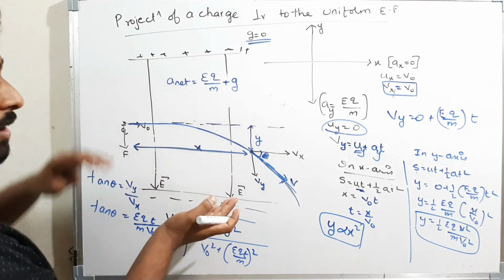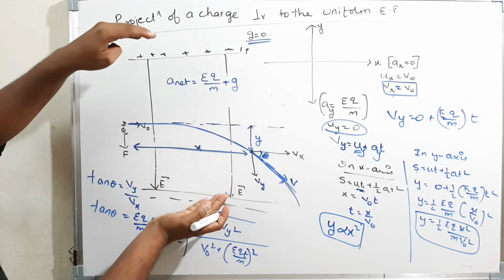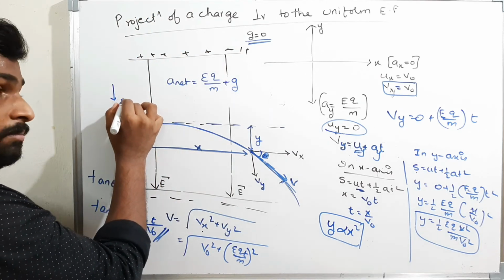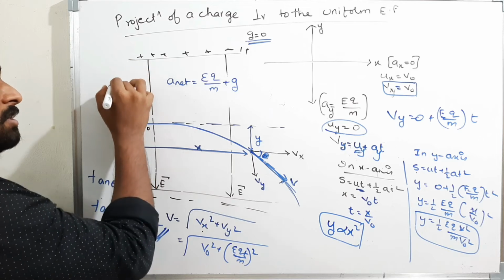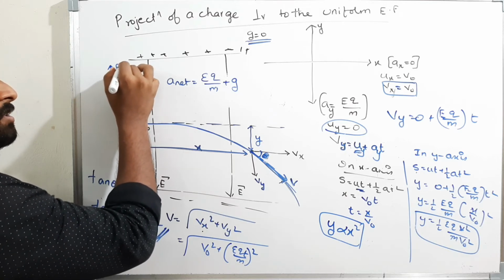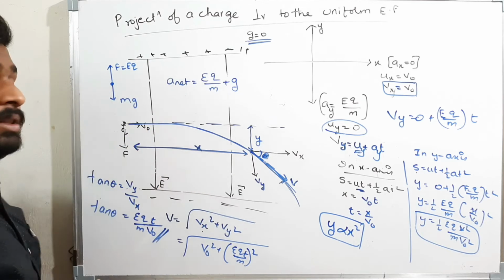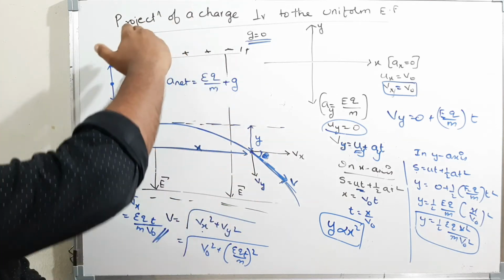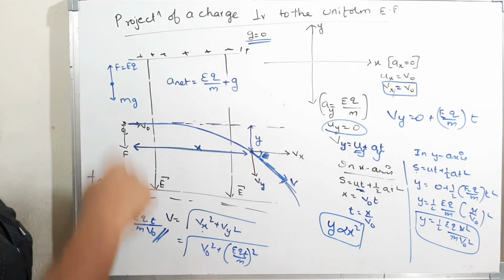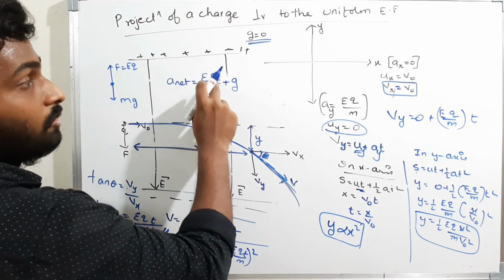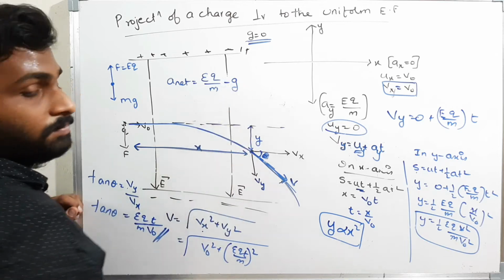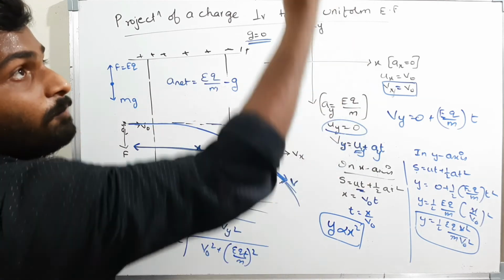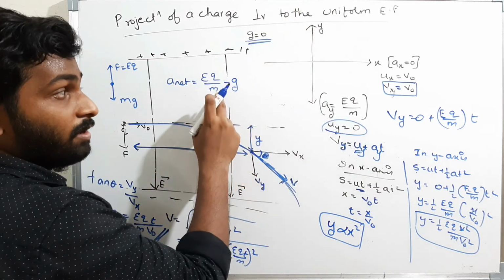Now, if I reverse the polarities, that means if I reverse the plates, then the downward force is m into g and the upward force is eq. That means the charge will move upwards with a net acceleration of eq by m minus g, because g is downwards and eq by m is upwards. Therefore, the resultant acceleration is eq by m minus g.